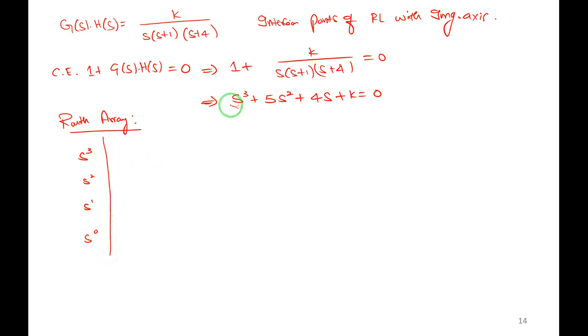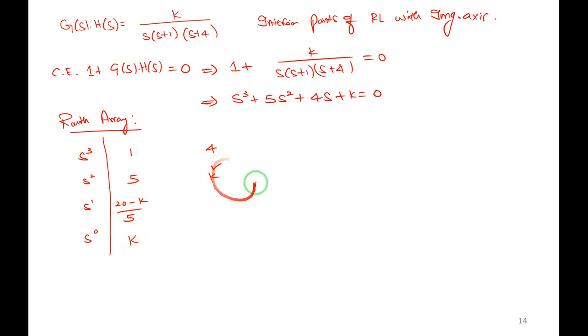So list out the odd term coefficients, 1 and 4. List out the even term coefficients, 5 and K. K is the constant term. So I'll mark it like this. Next, only one element here. How to calculate: 5 into 4 is 20, minus 1 into K, divided by 5. Only one element, and this is the constant.